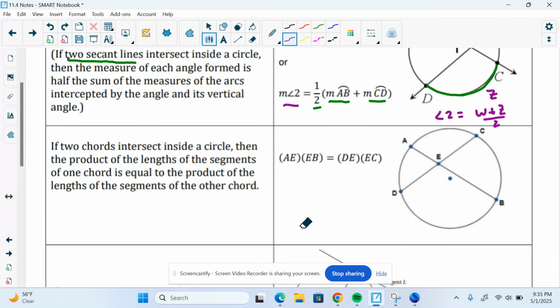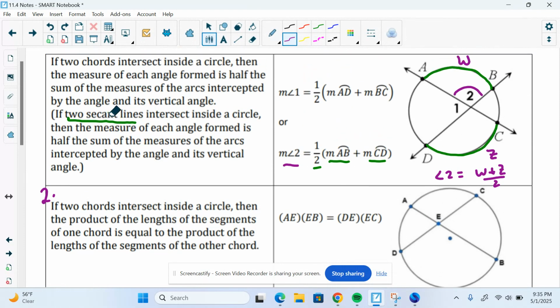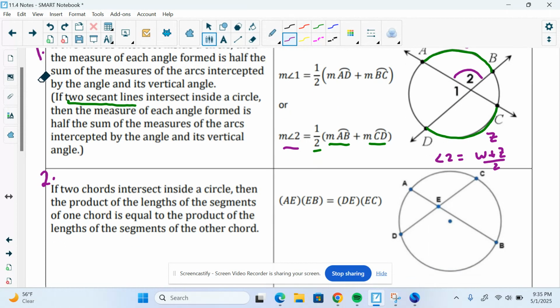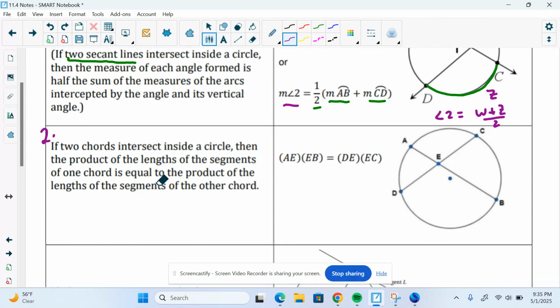Second theorem, right here. First theorem, second theorem. Maybe you number them, so if we refer back to them, this is theorem 1 and this is theorem 2. If 2 chords intersect inside a circle, then the product of the lengths. Remember, product means multiply. The product of the lengths of the segments on one chord is equal to the product of the lengths of the segments on the other.